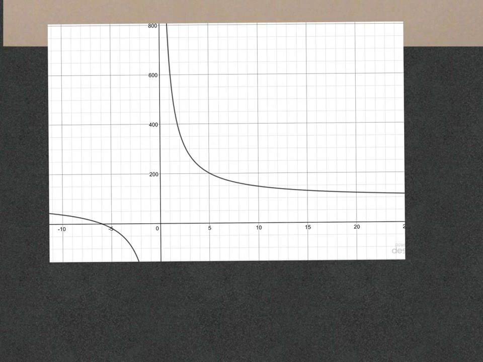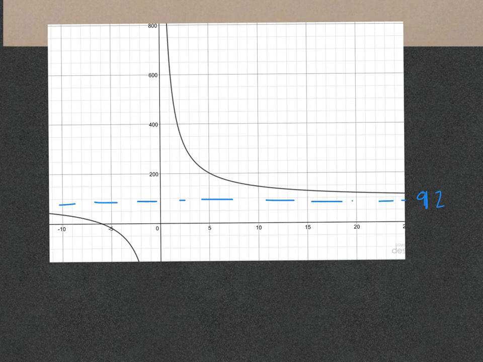But the question was about the horizontal asymptote. So it looks like it's somewhere around here, which we know from what we just found is going to be at 92. So I think it would be helpful, always label your axes. If you're asked to do a graph, actually label what these are.